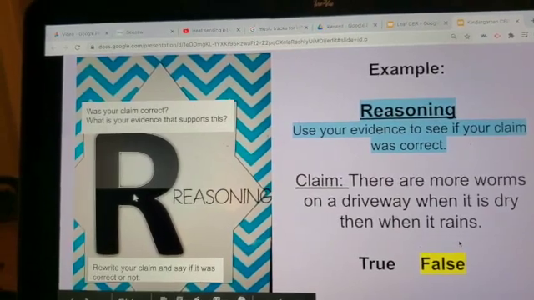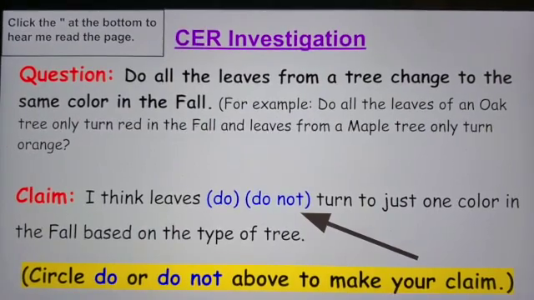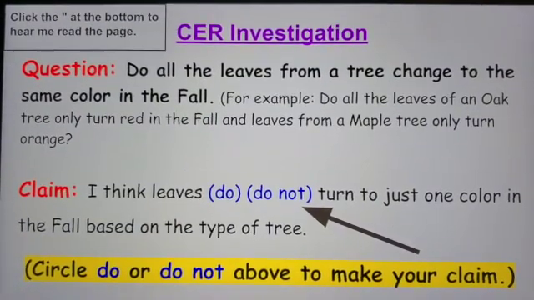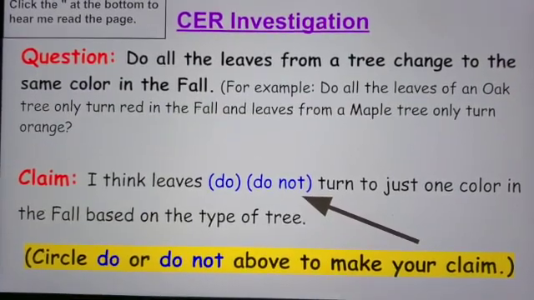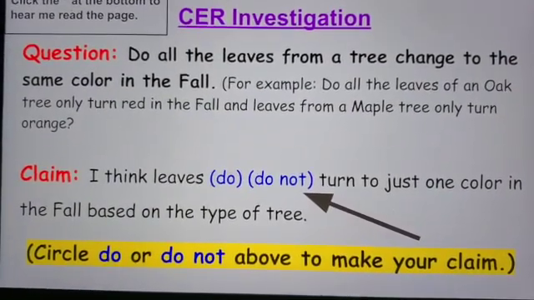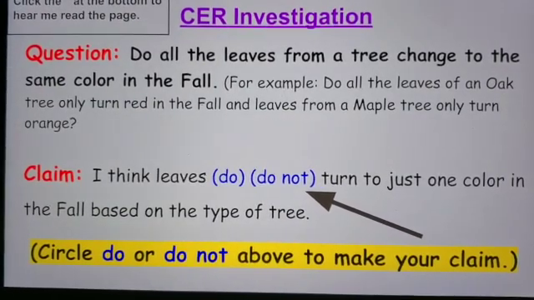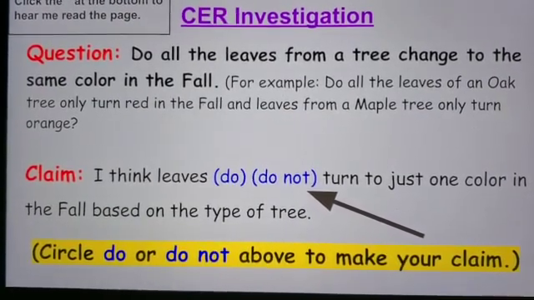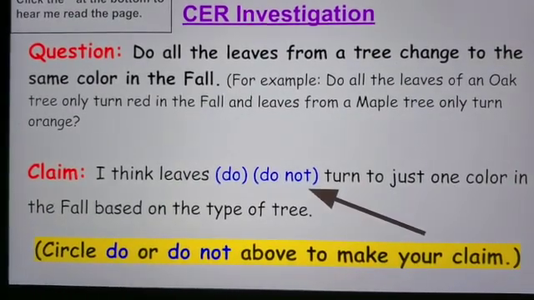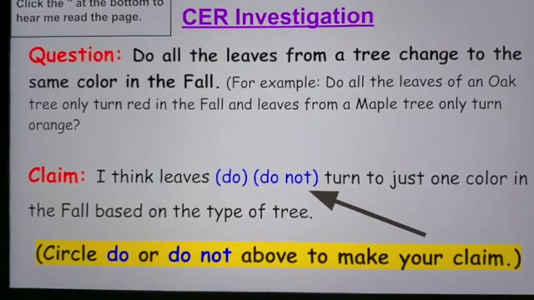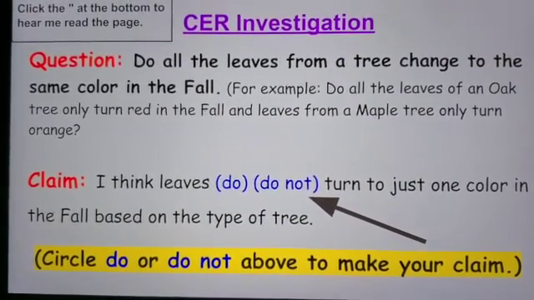So I would say that my claim was false. It was not true. So we're going to use a question that one of the kindergartners came up with at the very beginning of the year. They said, do all the leaves from a tree change to the same color in the fall? So that means, do all the leaves of an oak tree only turn red in the fall? And maybe the leaves of a maple tree only turn orange?